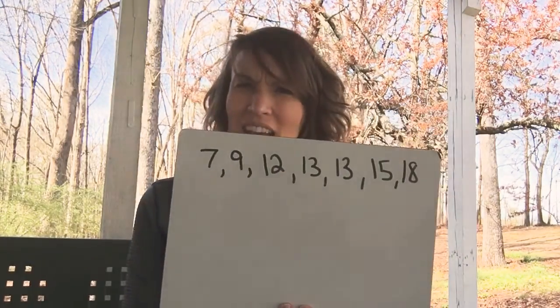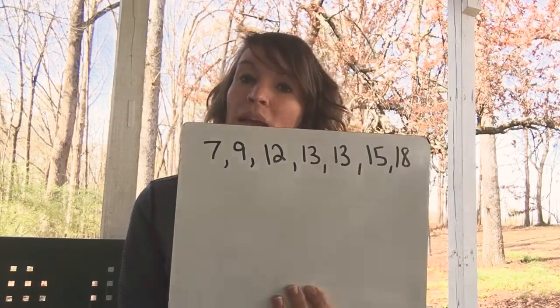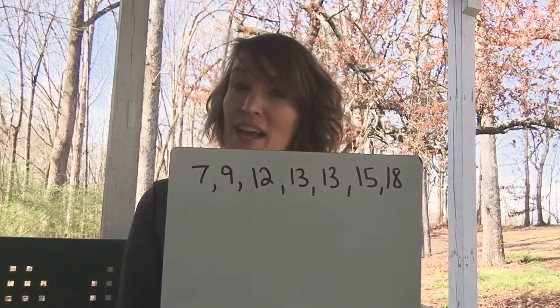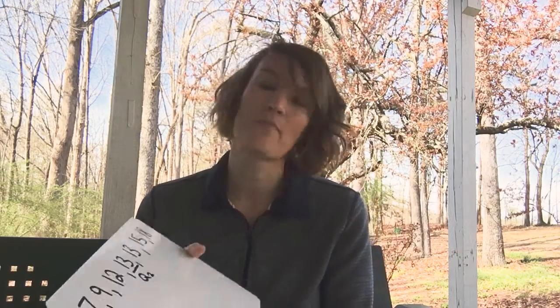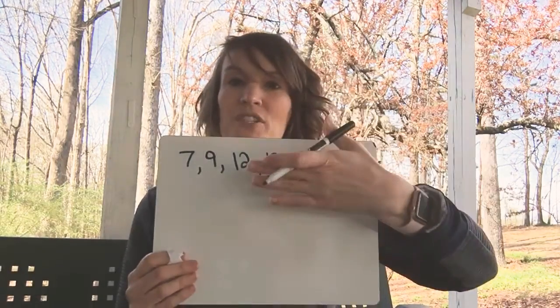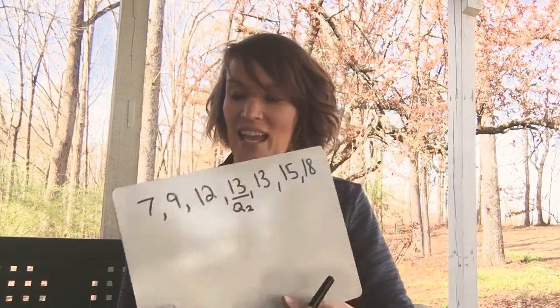So here's a set of data. I've already arranged it from least to greatest, and we're going to make a box and whisker plot for this data. First step is to find the median or the second quartile. So I find the median is 13. I'm going to mark that Q2. Then I've got to find the first quartile. Remember, the first quartile, we look at the lower half, and the median of that is 9. So that's first quartile, Q1.